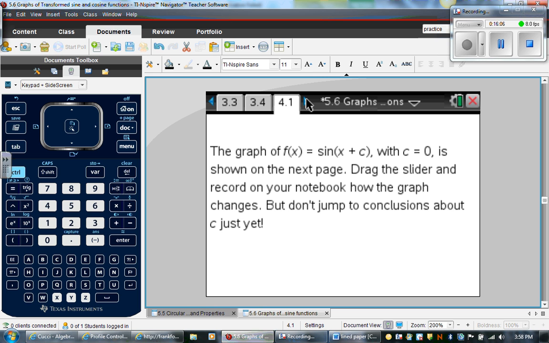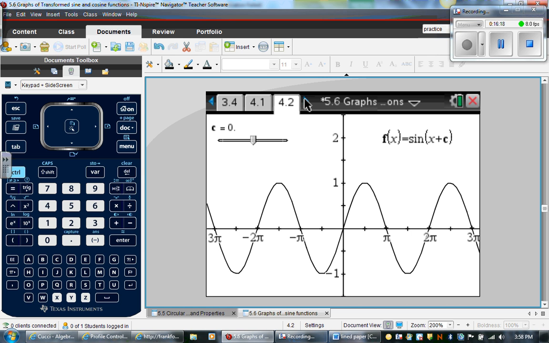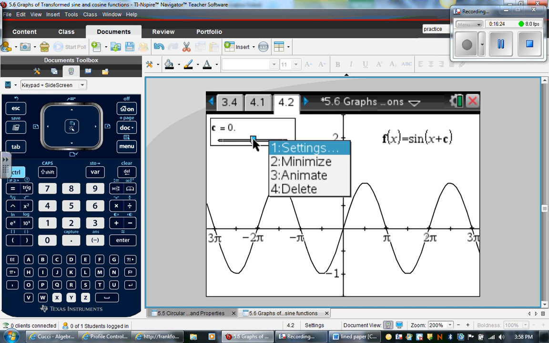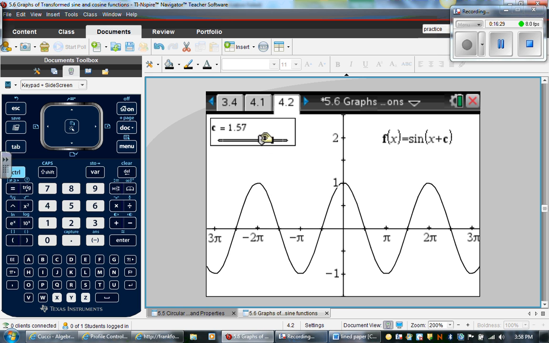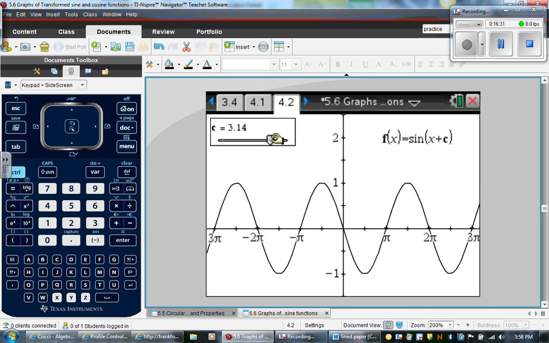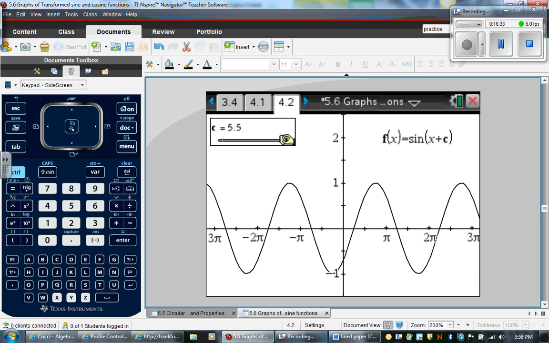Okay, so the graph of f of x equals x plus c with c equal to 0 is shown on the next page. We're going to drag that slider and record in our notebook how the graph changes. Don't jump to conclusions about it yet. Okay, so I'm going to go ahead and take that value and I'm going to simply move it. There we go. So as I'm moving this, what's happening to my graph?